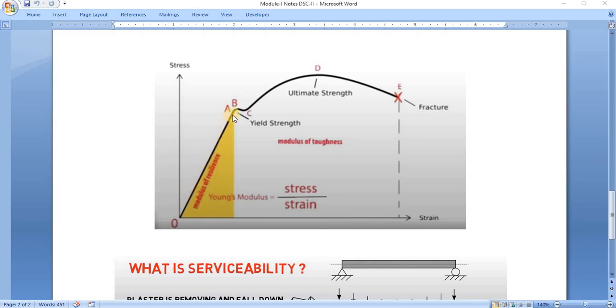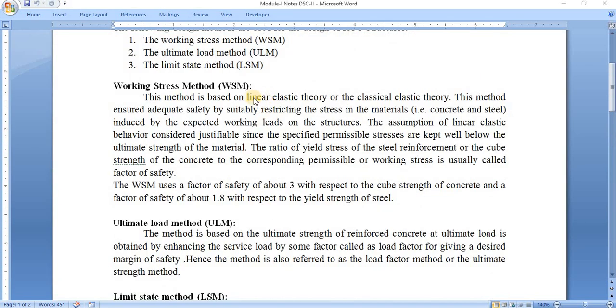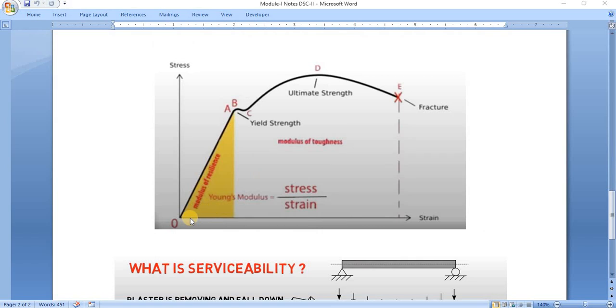This portion is called the modulus of resilience, or else we can call it the linear portion. So in the working stress method, only till point A the strength of material is utilized. That's what we have discussed. You can see over here linear elastic behavior of a material or classical elastic behavior of a material. That's why it is called the linear elastic theory or classical elastic theory. Only the elastic part of a material is utilized.